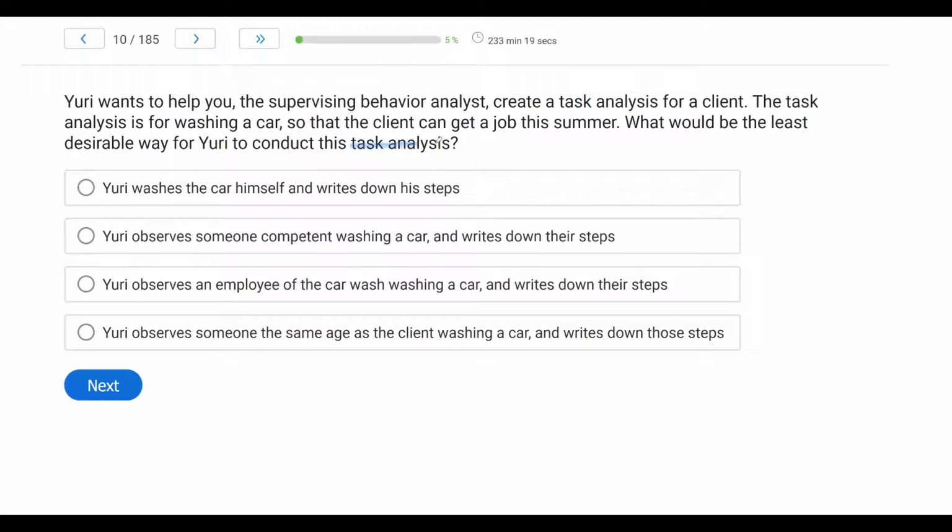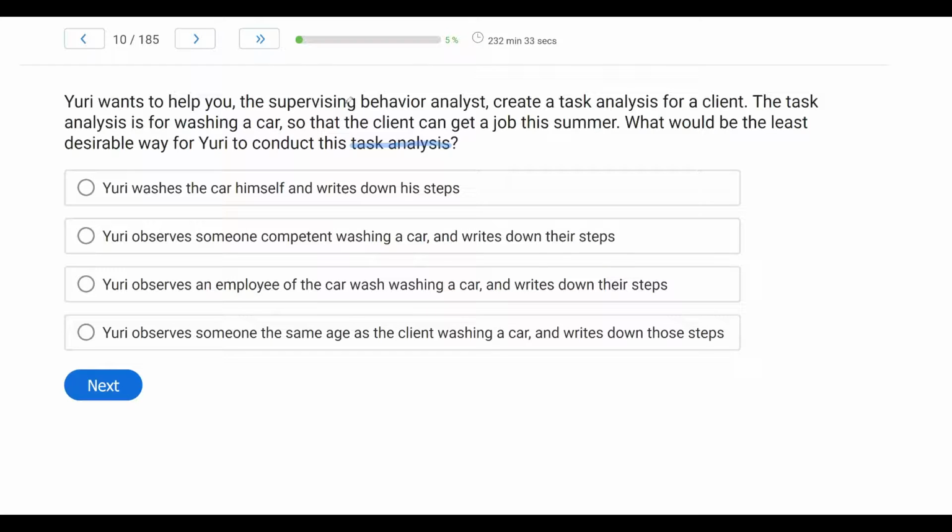All right, task analysis question, and there are specific strategies you should use to conduct task analyses. These typically involve watching an expert do the chain or the behavior, watching somebody competent, or observing yourself. What we want to avoid is watching people of similar ages or developmental levels with our clients. Is that to say they can't do the task? No, but you have to think about the populations we work with, and their peers aren't always going to be proficient in what we're trying to teach. So, watching others of similar ages and developmental levels isn't necessarily the best way to tackle a task analysis.